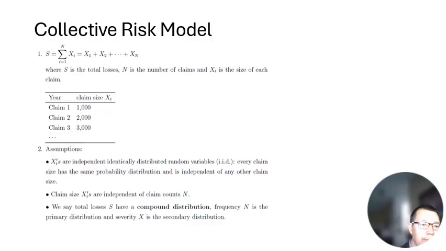This is just an example. Now the assumption is that the Xi's are independent identically distributed random variables. Every claim size has the same probability distribution and is independent of any other claim size. Claim sizes Xi are independent of the claim count, and we say total loss S has a compound distribution. Frequency N is the primary distribution, and severity X is the secondary distribution.